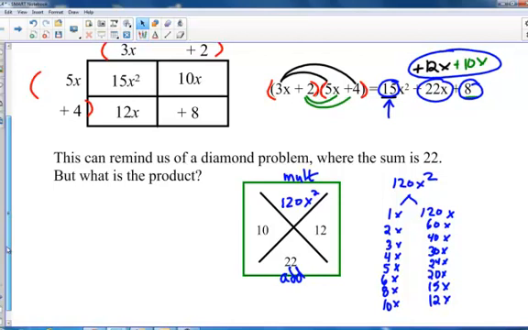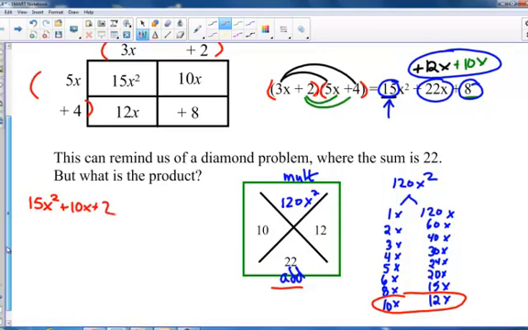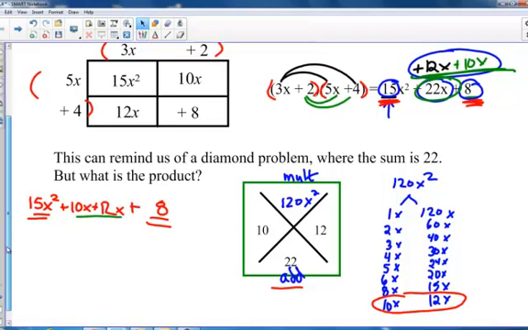Now, I'm looking for which one adds to give 22. Because this adds to give 22, I'm going to write it out the long way. So 15x squared plus 10x plus 12x plus 8. So I've got my 15 and my 8, just like I have my 15 and my 8. And then instead of the 22, I'm writing out this 12x plus 10x. And then just like we did last night, we're going to group 2 and 2 and factor that way.